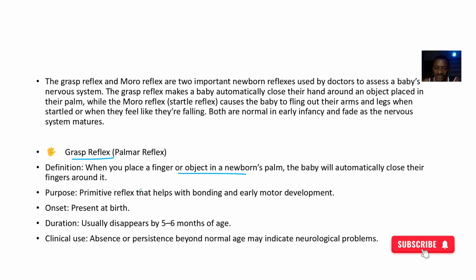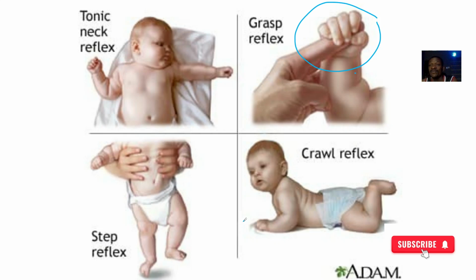It's a primitive reflex. The person is born with it. It helps with bonding and also early motor development, and for exercise too. It's present at birth. It usually disappears when they're at age 5 months to about 6 months. Absence or persistence shows that there are issues. Within that time range, if it is absent, or after that time range, if it is still present, there are issues.